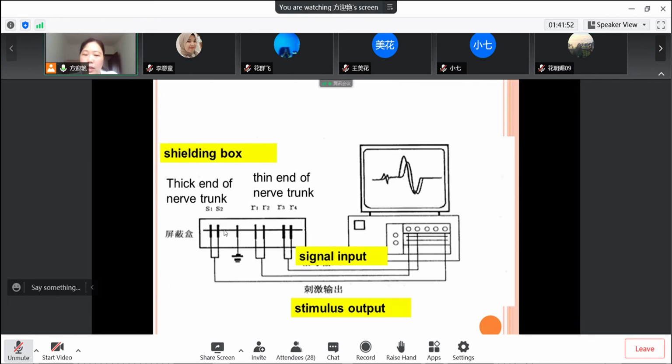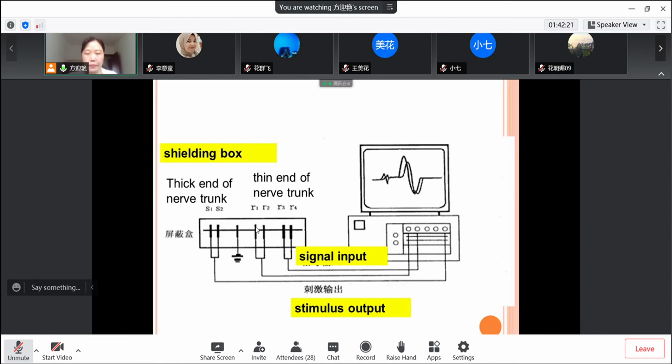The nerve trunk is the cell membrane, and the nerve needs to be excited, and this excitation can be conducted along the cell membrane. Then the cell membrane touches the electrode, and it can be conducted to the electrode. This is the recording electrode.